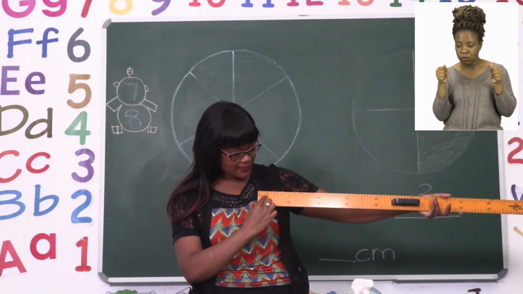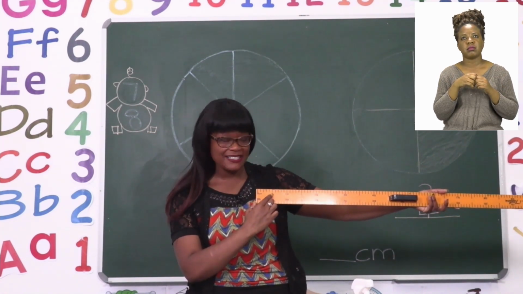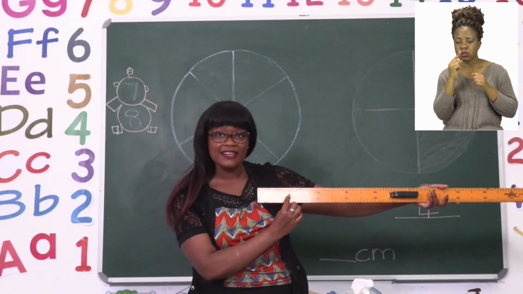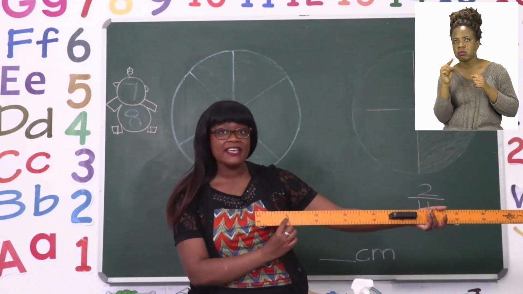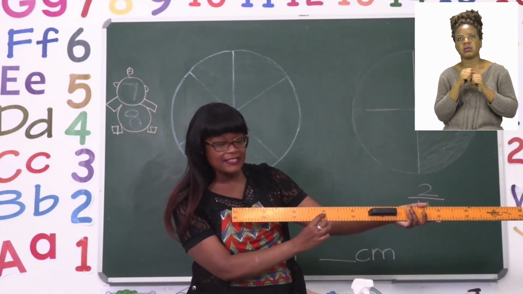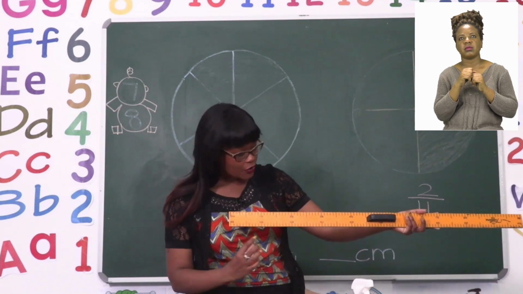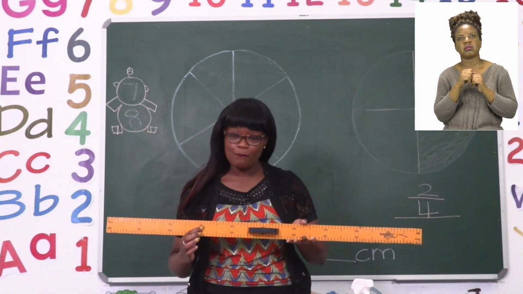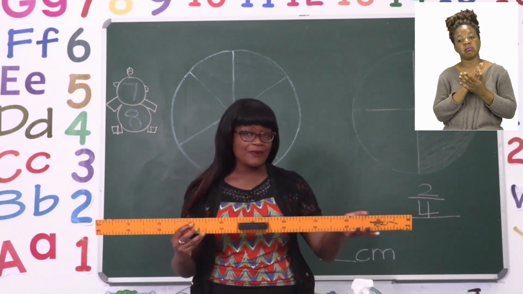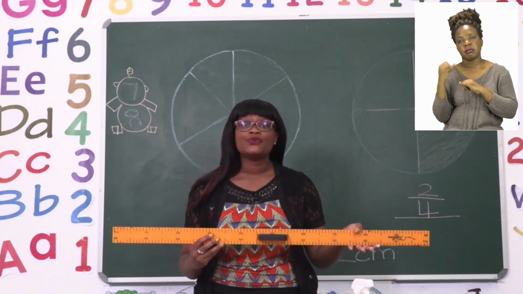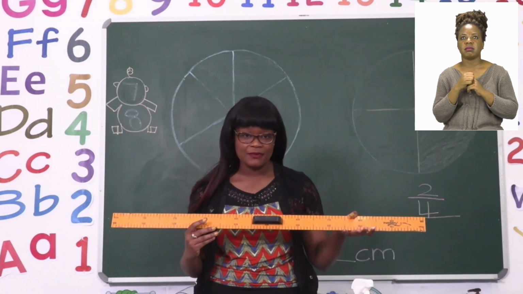Each line is 1 centimeter. And once you get to 10, it will show you the number 10. So here we have 10, 20, 30. Most of your rulers are 30 centimeters. But because this is for a board, a chalkboard, it's much, much longer. So you're going to use your ruler to write the proper measurement.